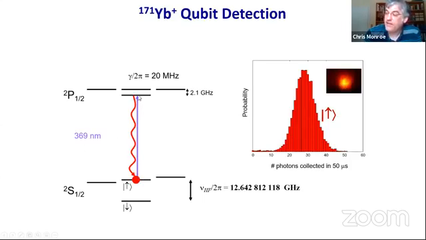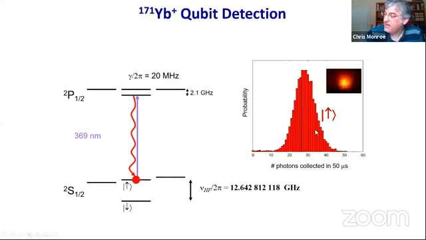When we shine light at that wavelength, it decays right back down. Now, in reality, it can decay to these other 2 states. That's a technical thing. We can clean that up easily. But the important thing is this state up here cannot decay to spin down. Only spin up will fluoresce and spin down is dark.